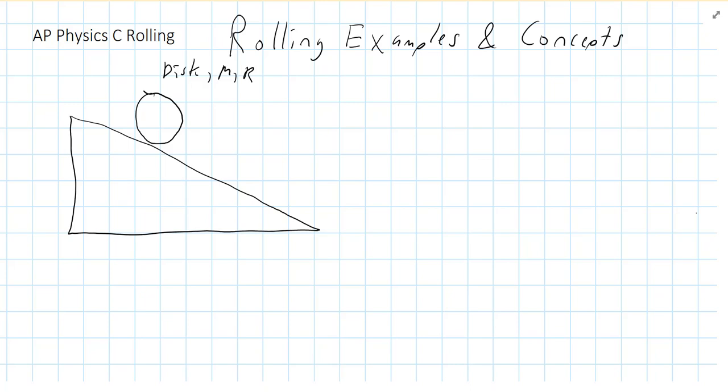So the situation is we have a solid disk or cylinder on a ramp, and we're starting from rest, and we're going to let it roll down the ramp some distance d. So we're going to do everything in terms of d, okay? Oh, and the angle of the ramp from the horizontal is theta. So we're going to do everything in terms of those two things, the mass and radius of the disk.